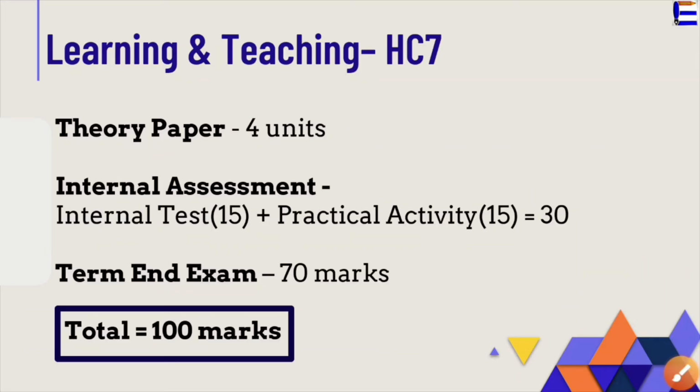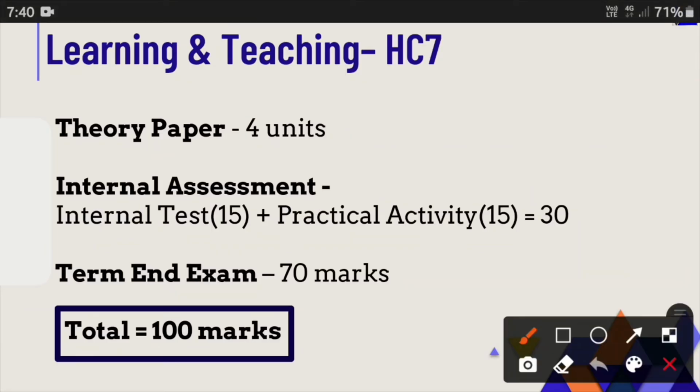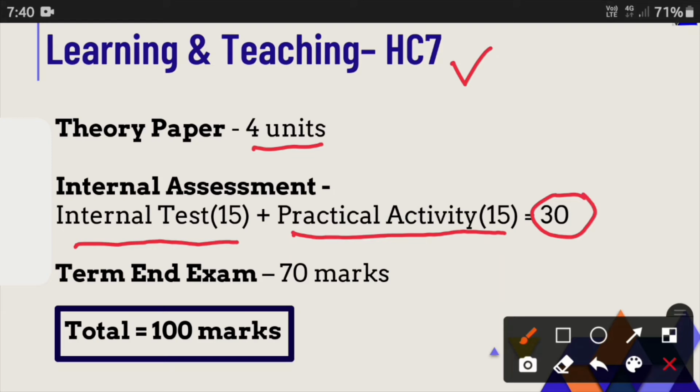Here is some information about each of the papers. HC7 Learning and Teaching includes 4 units of theory like the HC courses in the first semester. Here, internal assessment is based on the practical activity and internal test. These together stand for 30 marks. Weightage of each of these depends on the discretion of the college. Generally, practical activity is assessed for 15 marks and the internal test is of 15 marks, thus making a total of 30 marks. Then, at the end of the semester, you have the university examination.